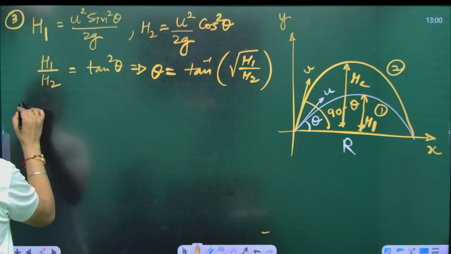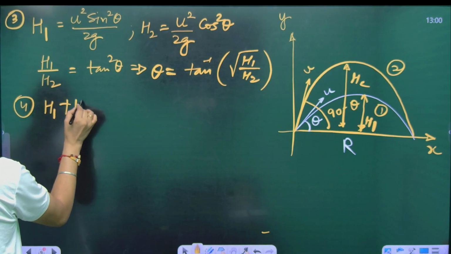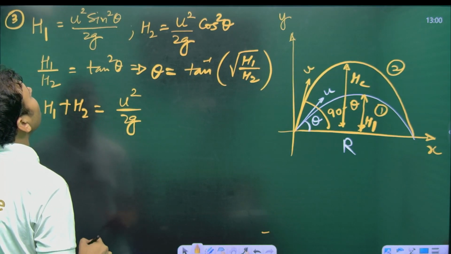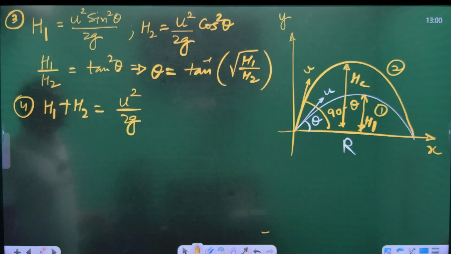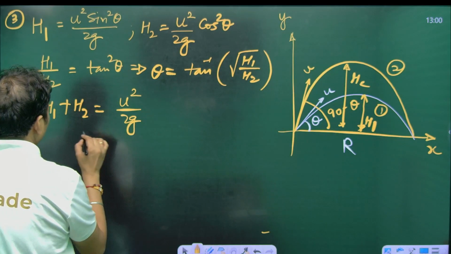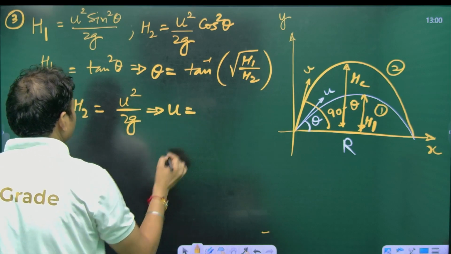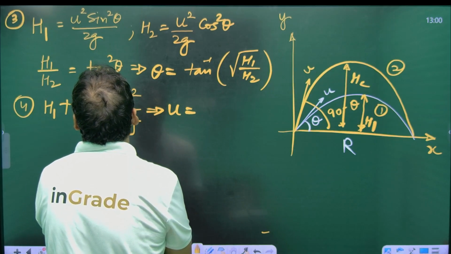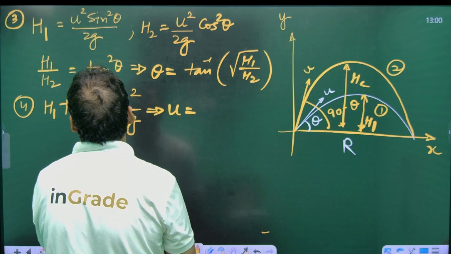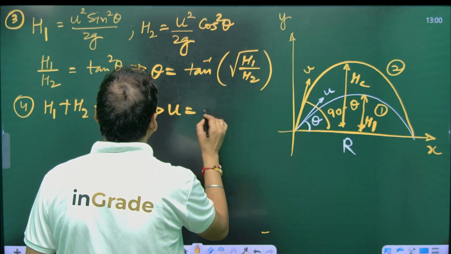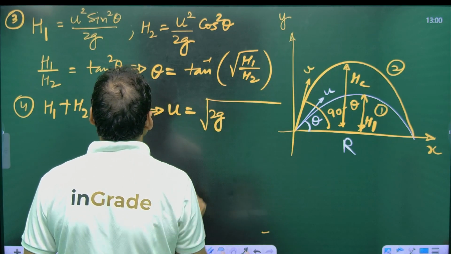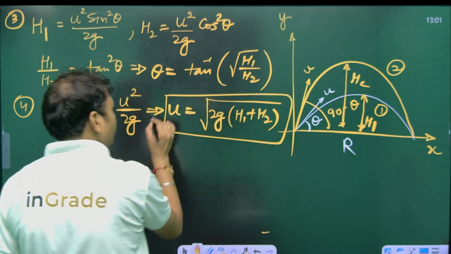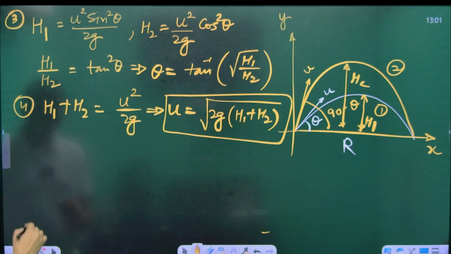If we add these, H1 plus H2 will be equal to u square by 2g, sine square theta plus cos square theta, which will be equal to 1. So from here we can also find out u is equal to under root of 2g into H1 plus H2. This is u.